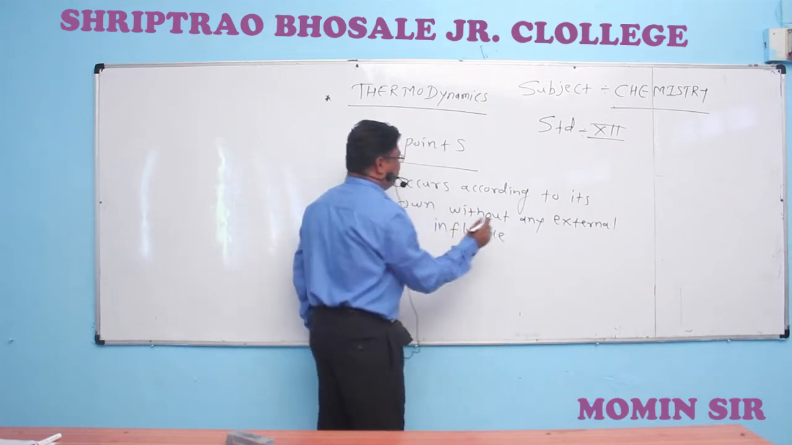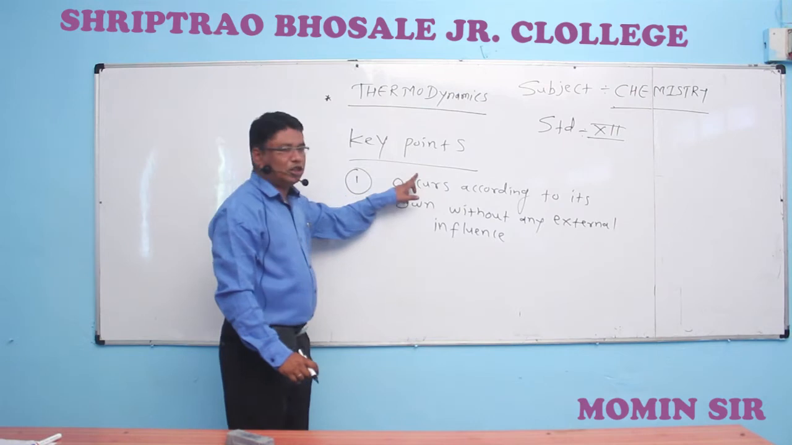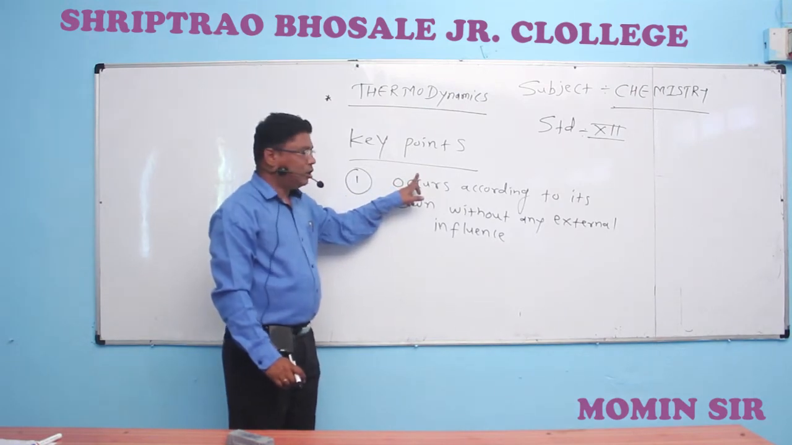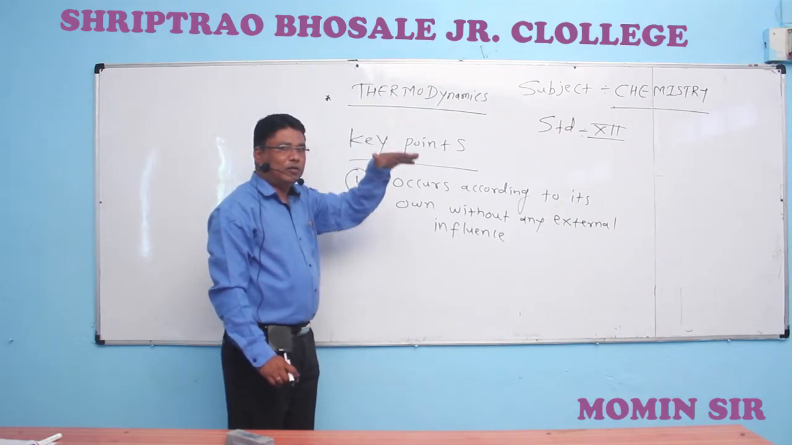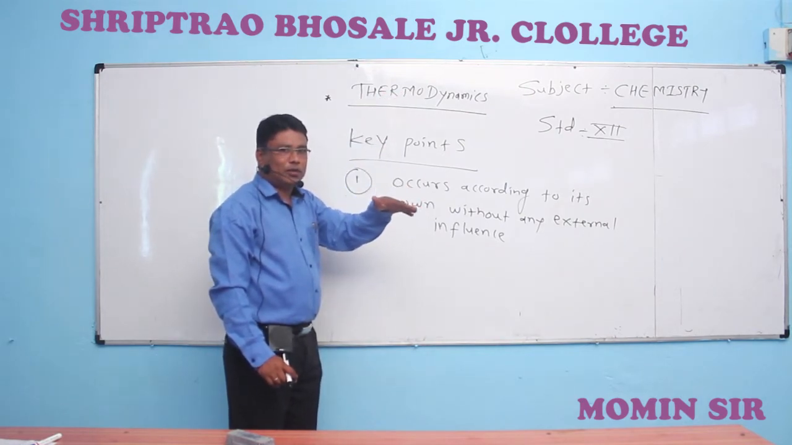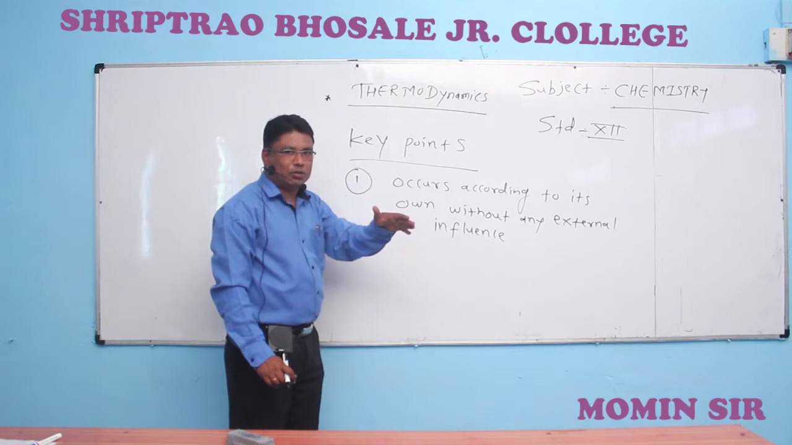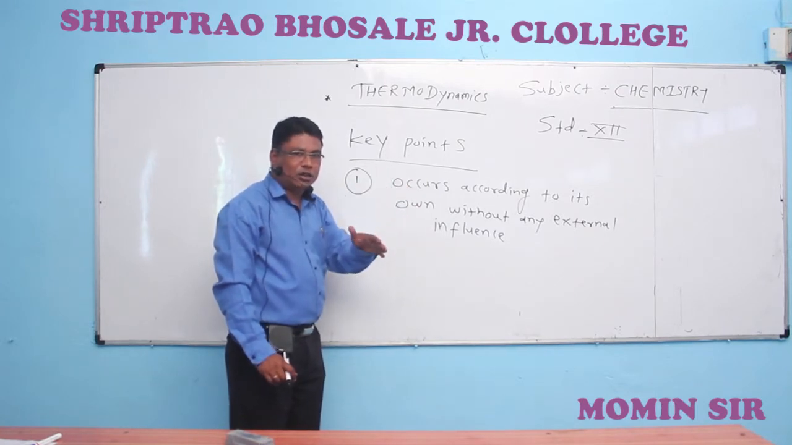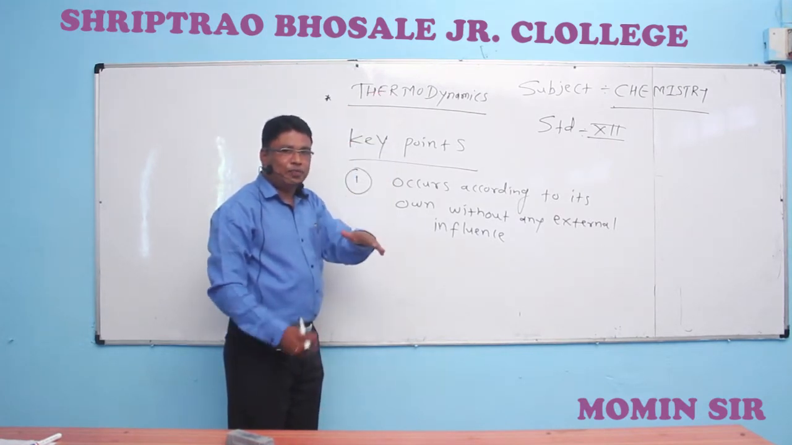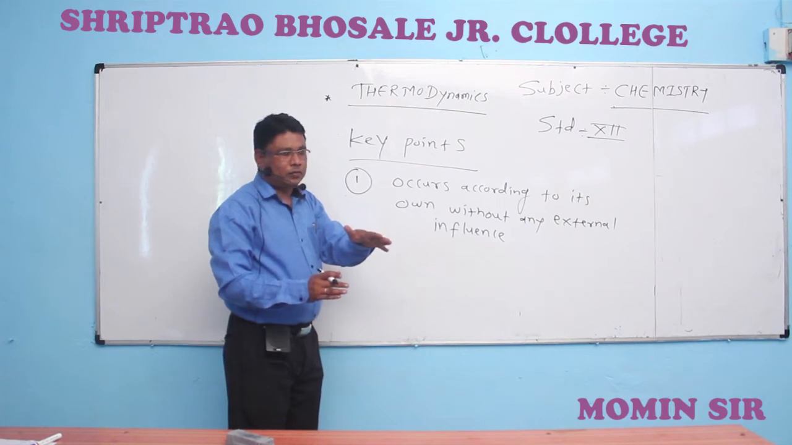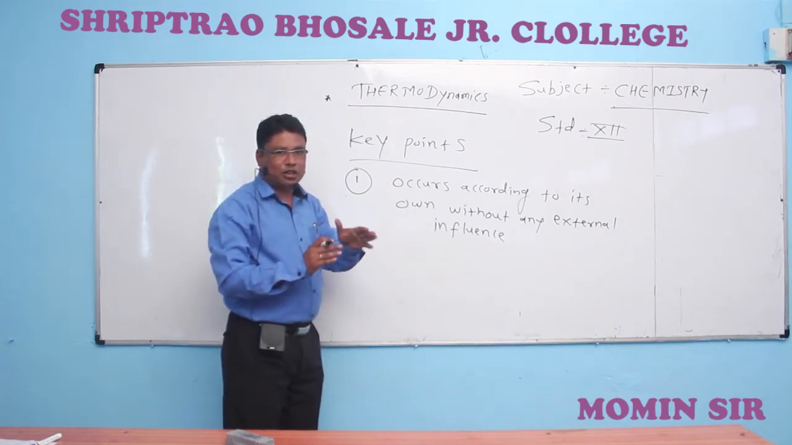That is the first important key point about spontaneous process. You know that flow of water is always from higher level to lower level. That is the natural process. That is the spontaneous process. That is also called an irreversible process, because water flows always from higher level to lower level. It doesn't occur in a reversible manner.